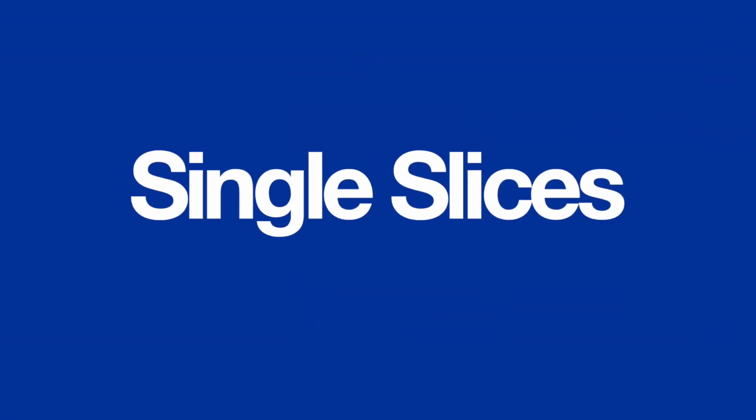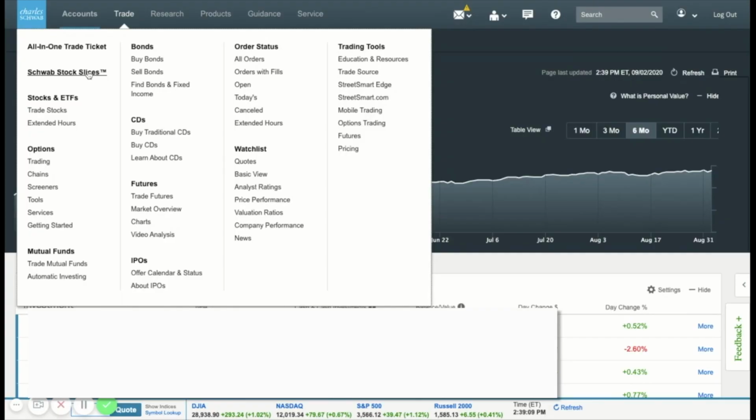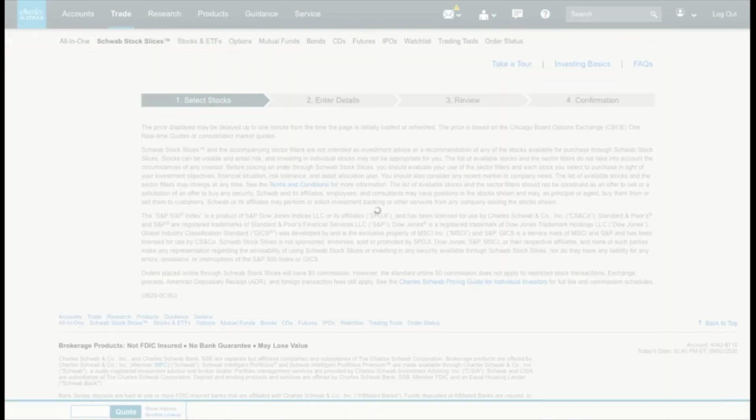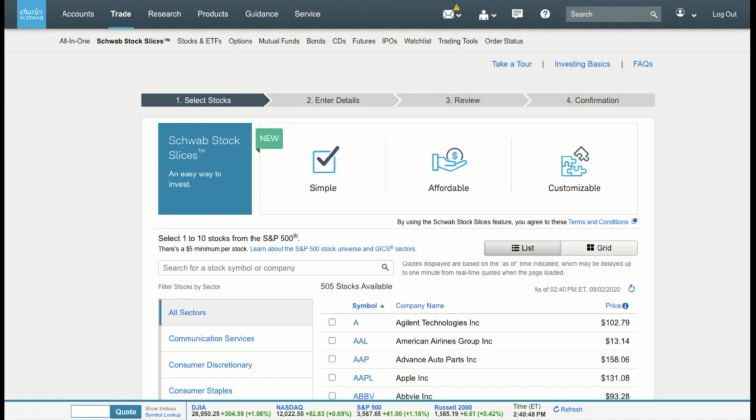All right, it's time to buy some shares. To make it super easy, we're going to do it through their website. When you log into your account, you're going to go to Trade and Schwab Stock Slices right here. It's going to bring you to their Stock Slice portal so you can start trading.